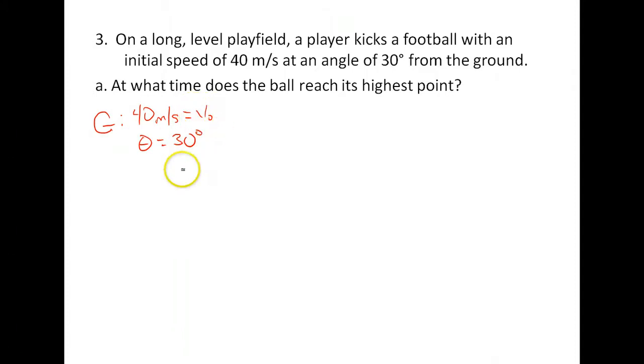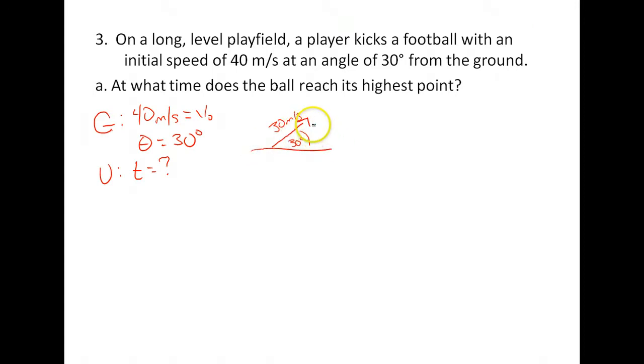At what time does the ball reach its highest point? So our unknown is going to be time. All right, so let's turn this into a quick little drawing here. We've got a ball launched at 40 meters per second at an angle of 30 degrees from the ground.